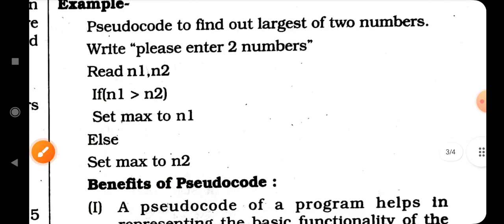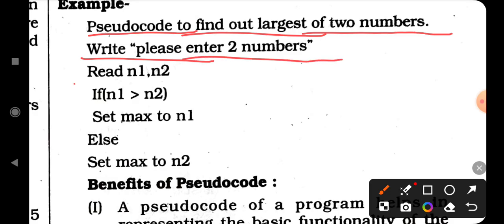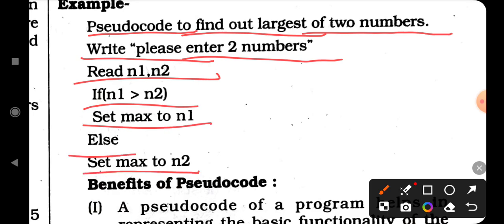Example: pseudocode to find the largest of two numbers. Write: please enter two numbers. Read n1, n2. If n1 is greater than n2, set max to n1, else set max to n2.